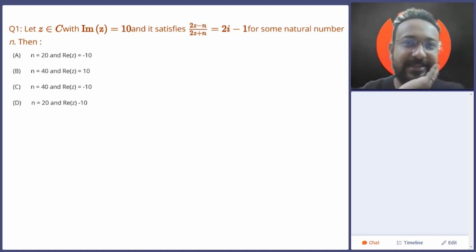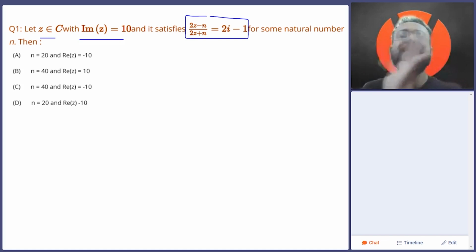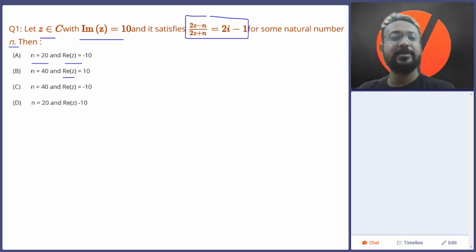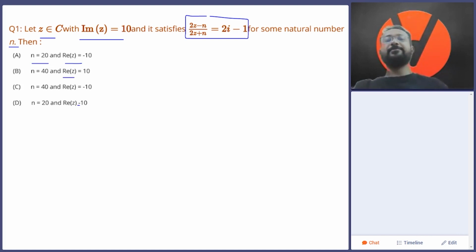So the first question says, let Z belong to the complex numbers C, and the imaginary part of Z is 10, and it satisfies this particular condition for some natural number n. You are supposed to comment on n and the real part of Z. Okay, so got it. I think this option will be yes, real part of Z is 10.